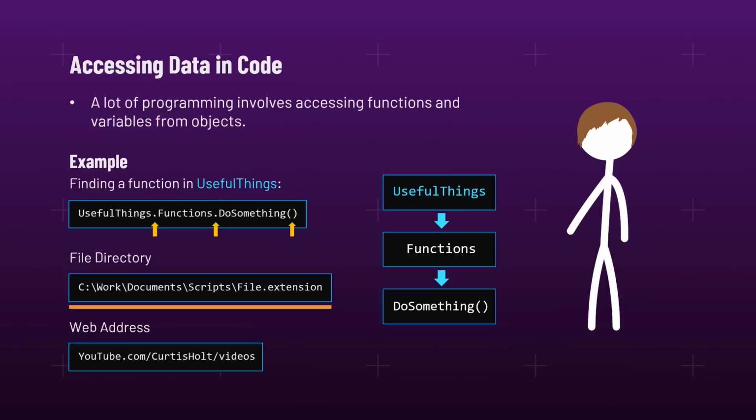The two brackets at the end of do something tell us that this is a function. Usually we can put extra information inside of these brackets to give the function more data, but you'll learn more about that when doing a programming course.